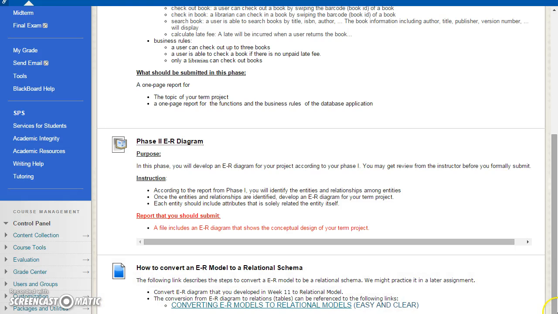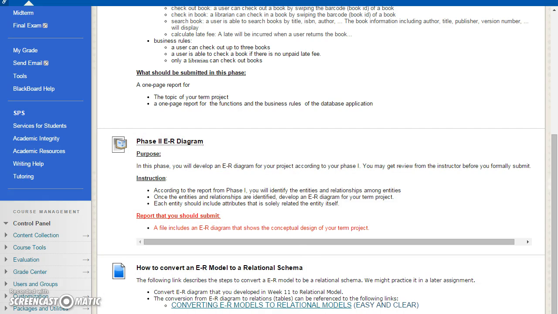Hi everyone, I'd like to explain. I want to use an example to explain how to convert an ER diagram, an ER model, to relational tables, to the relational model, which means relational tables.